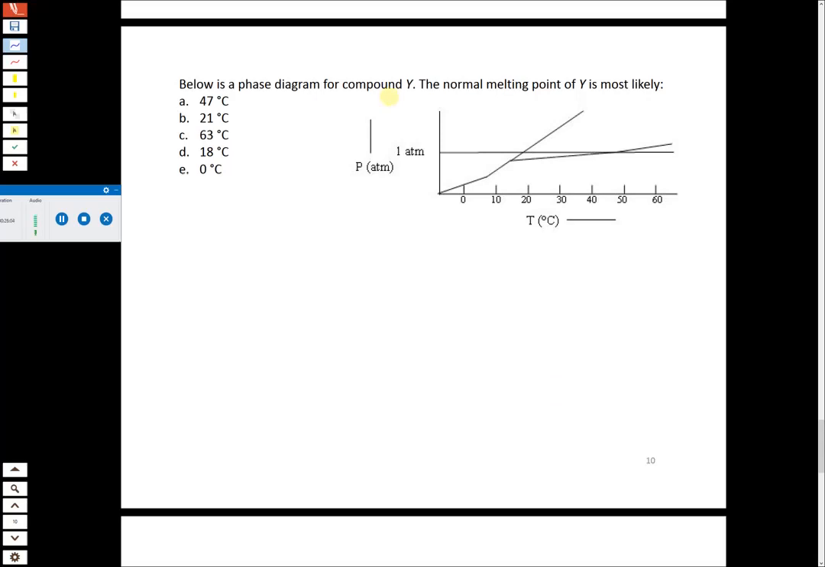So here we have a phase diagram for some fictitious compound Y, and we want to know what the normal melting point is. So remember, for a phase diagram, the first thing we want to think about is which regions are solid, liquid, and gas. So all the way to the left we have solid, all the way to the right we have gas, the middle region is going to be liquid. So this is the solid, liquid, and gas regions for this molecule, and here we're looking for the normal melting point. So when we say normal melting point, that means two things.